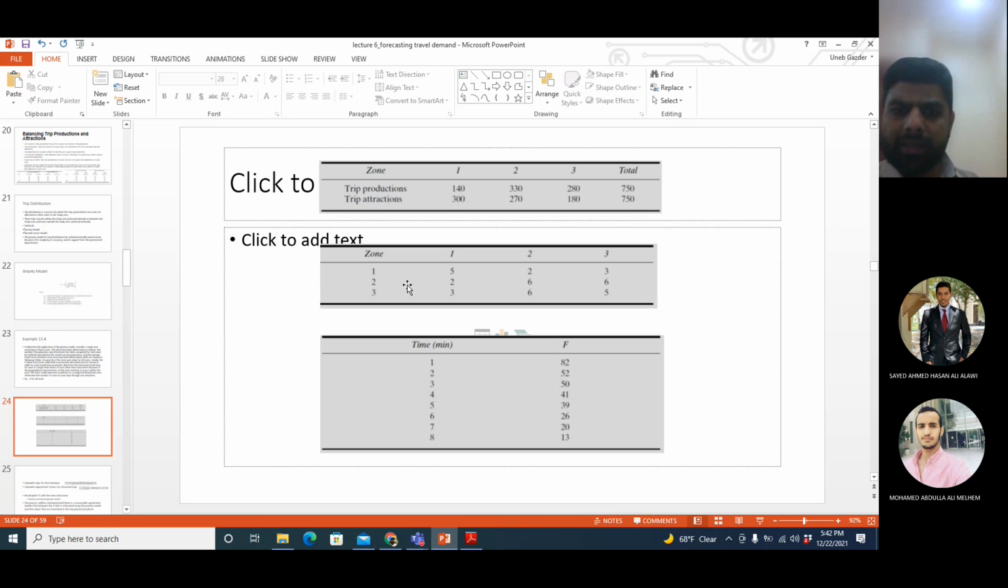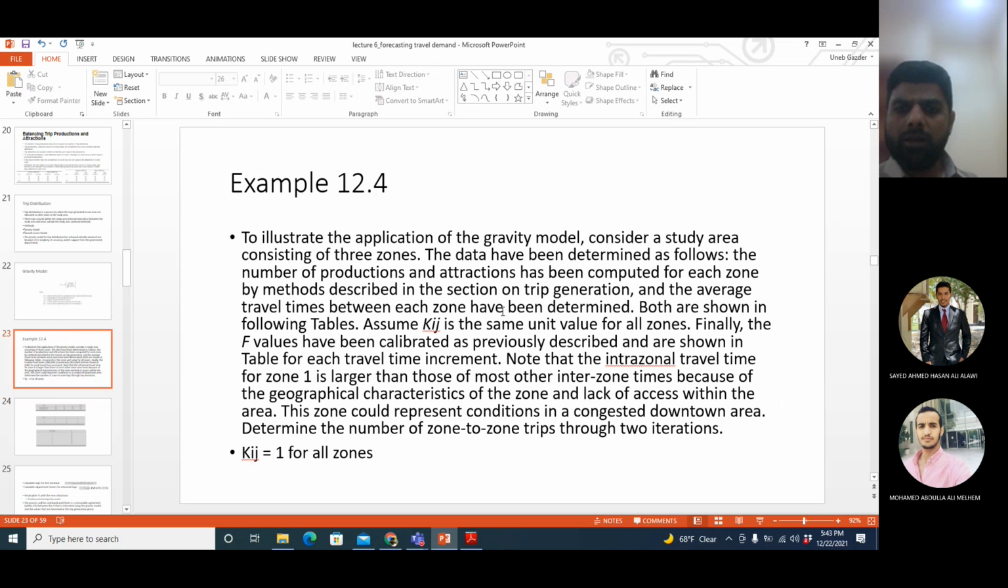This is, I think, the travel time between each zone, and on the basis of travel time, they have already calculated the F factor. Okay, so you can see here the travel time increases, F factor decreases, but it is not exactly 1 upon T. F is not exactly 1 upon T. Okay, so they are using some equation, but we don't know that. Okay. So F is given, trips attracted and produced are given.